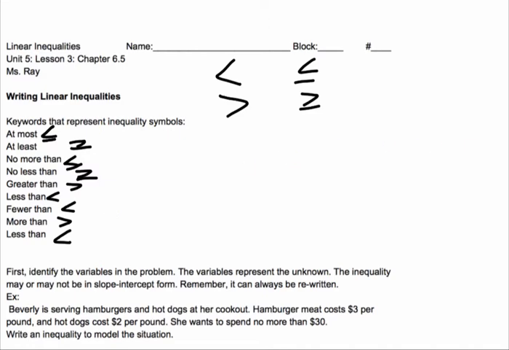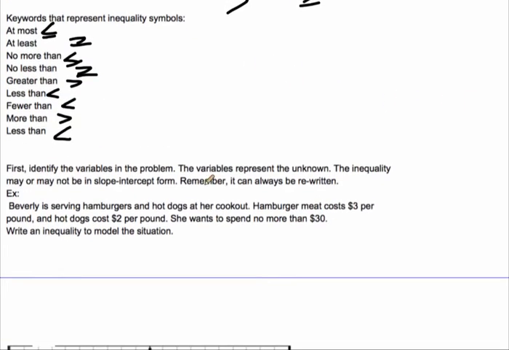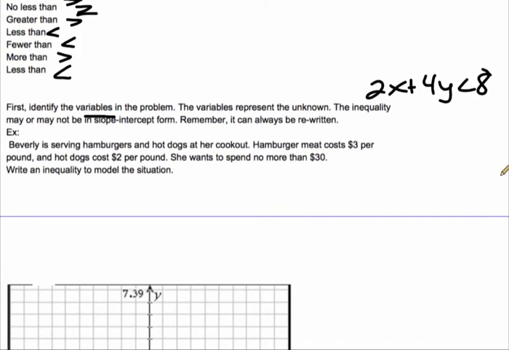When we're writing linear inequalities, the first thing we want to do is identify the variables in the problem. The variables represent the unknown. The inequality may or may not be in slope-intercept form. Remember, it can always be rewritten. So we may have something that looks like this, and if we're trying to graph that, we could put the y by itself and graph it that way. But the first thing we want to do is identify the variables.